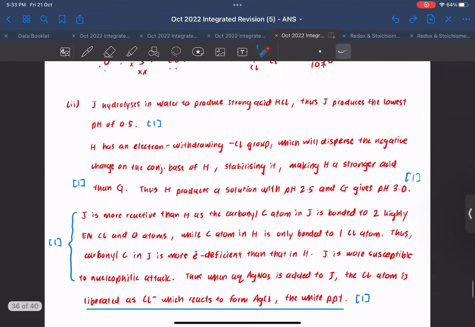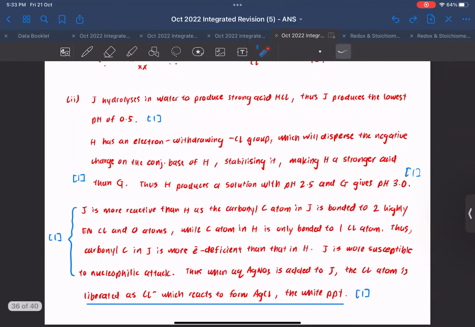As for the 2 marks for reactivity, quite demanding here, but I just want you guys to take note of 3 keywords. First you talk about the 2 highly electronegative atoms. That's why the carbon is very electron deficient. That's why it is more susceptible to nucleophilic attack. Remember, you need these 3 parts. Whenever you explain acidity, whenever you explain reactivity questions, you must have these 3 parts in your answer. That's for 1 mark. And of course, then you link it back to the white precipitate. The Cl atom is liberated as Cl minus, which then reacts to form the AgCl.